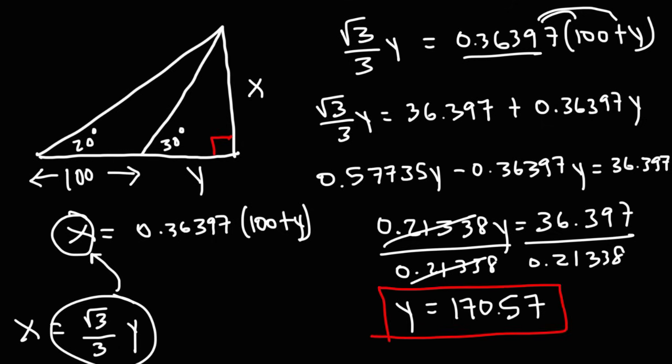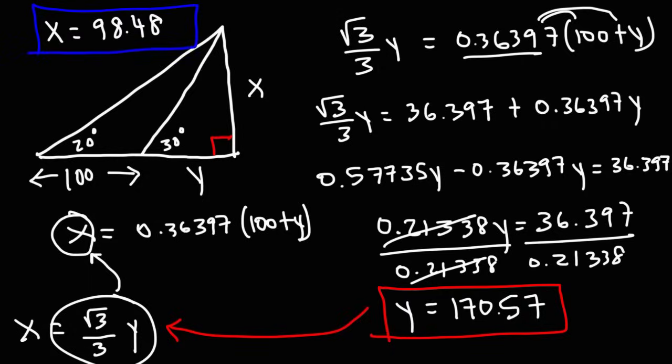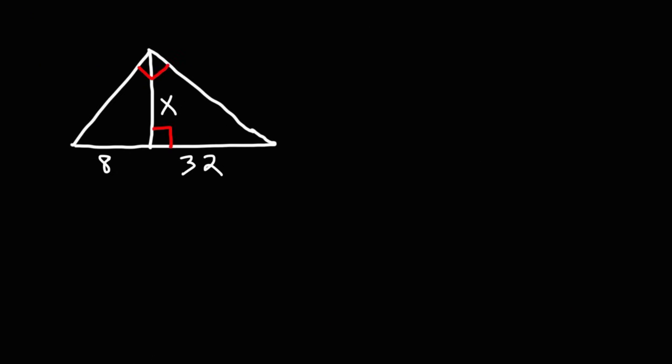So now that we know what y is, we can plug in here to get x. If you multiply y by root 3 divided by 3, you'll get that x is 98.48. So that's how you can calculate the missing sides of this composite triangle.